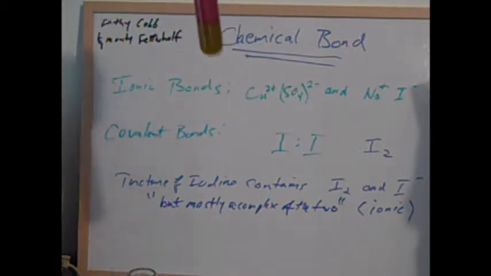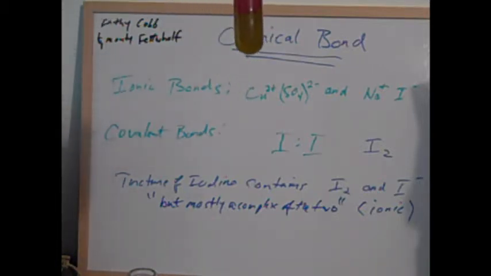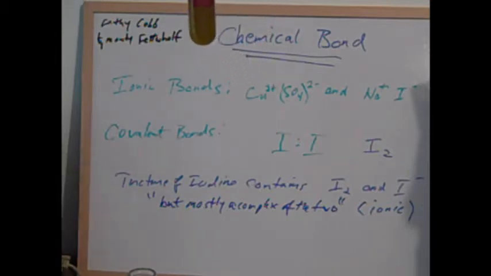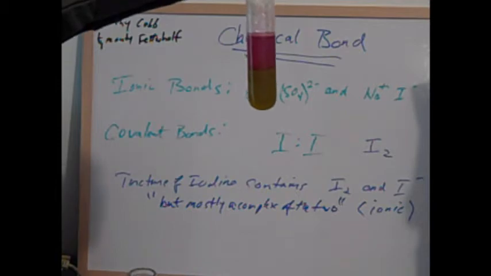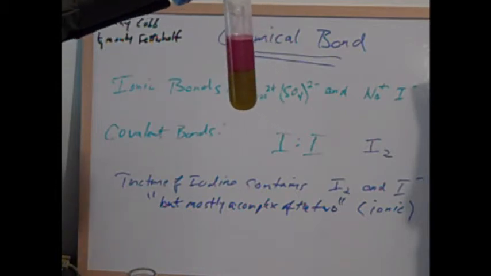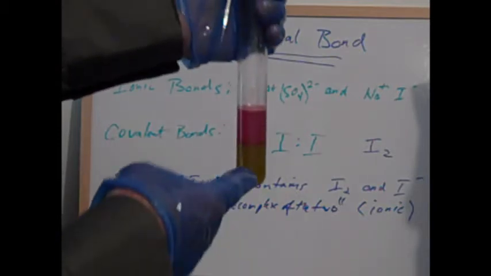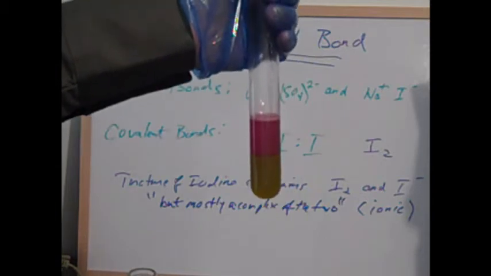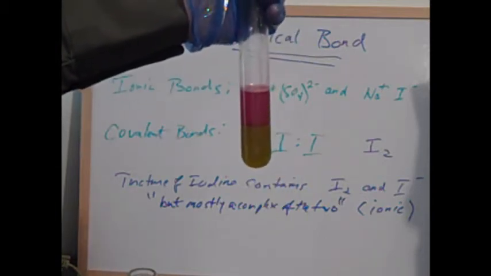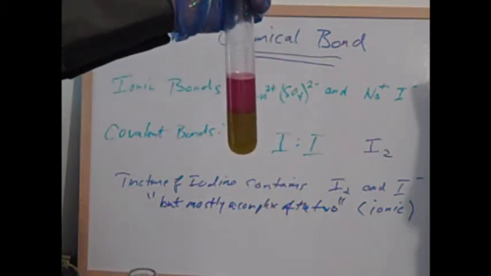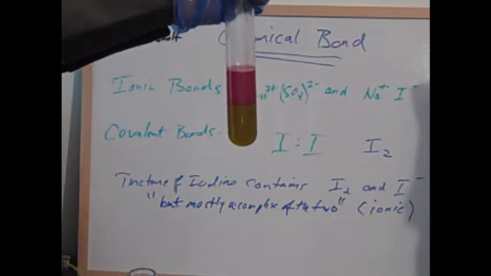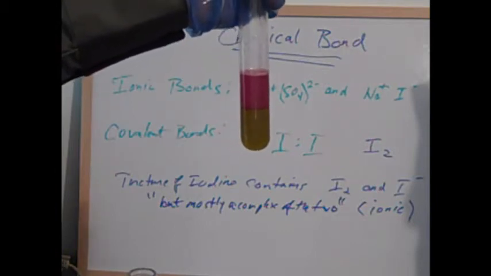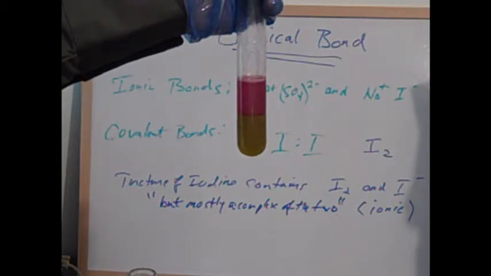But darn, it's turned our copper sulfate brown. It's not supposed to have done that, but it did. The important thing is that you can see that the iodine became dissolved in the mineral oil. And that's a demonstration of a covalent substance being dissolved in a nonpolar solvent, like mineral oil.